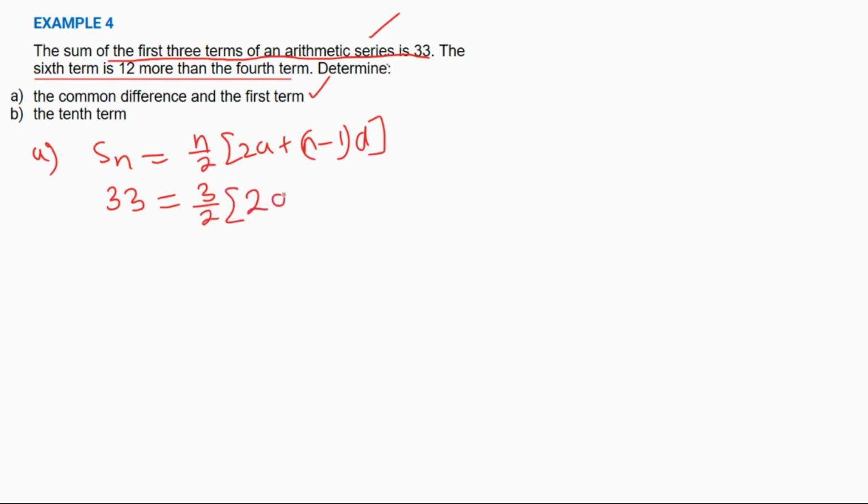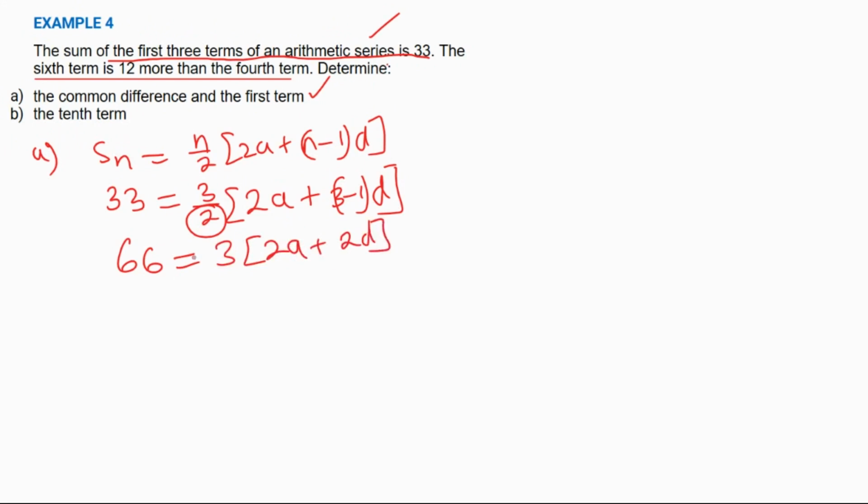And then 2a, we don't know what a is, plus 3 minus 1. And then we don't know what the common difference is. You see that we have two unknowns. So to solve for two unknowns, obviously we need two equations. Let's simplify this. Like we did with the previous one, let's multiply by the denominator on both sides of the equation. 66 is equal to 3, then 2a plus 2d. Alright, let's distribute 3. 66 is equal to 6a plus 6d.